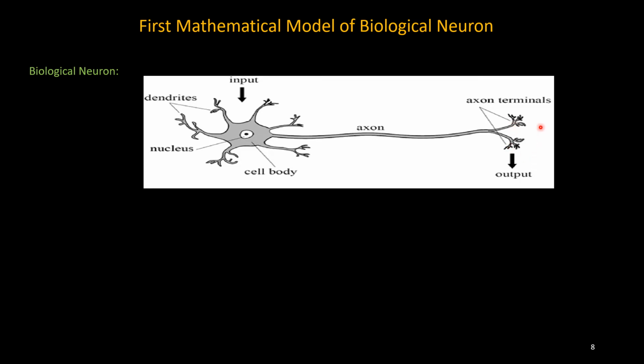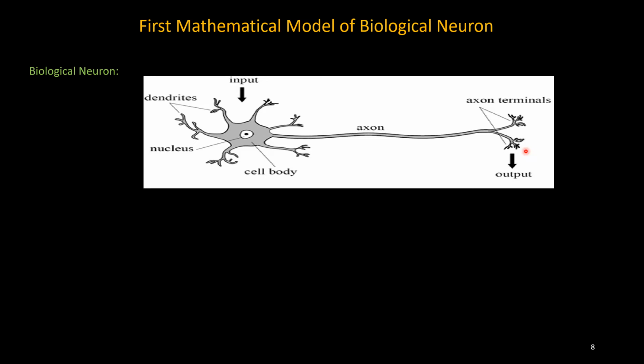So in between these axon terminals and dendrites there is some chemical composition, those are called synapses, okay. So they can transmit the message from one terminal, the axon terminal, to the dendrites of the next neuron. I hope you have understood the concept, the function of this biological neuron, okay.